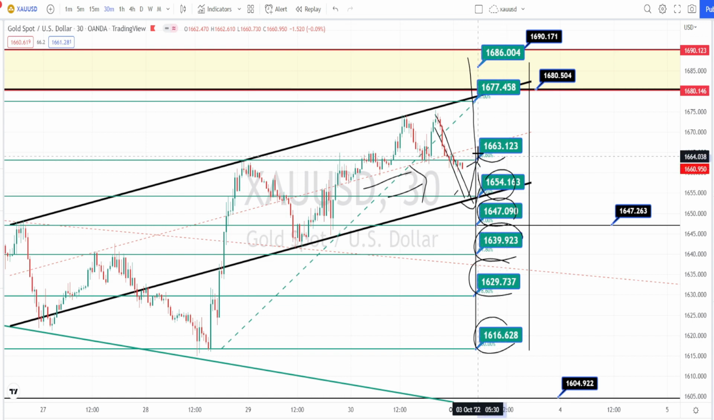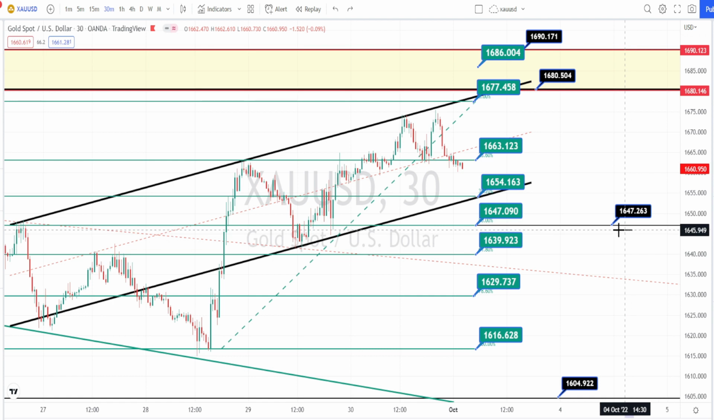And if the price action bounces back from this bullish channel pattern support line, next level of resistance is going to be around 1663, 1677, 1680 from the daily time frame, and 1686 and 1690 from the daily time frame. The area between 1690 to 1680 is a very strong resistance level from the higher time frame. So if you want to take trades on the bearish side, wait for the price action to break this higher time frame support level of 1647, based on which you can take trades on the bearish side trend.